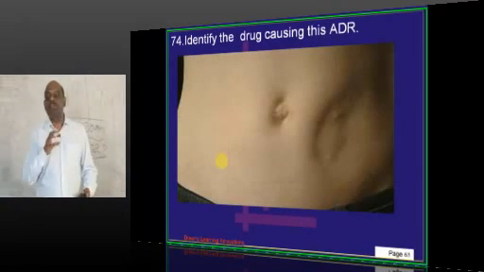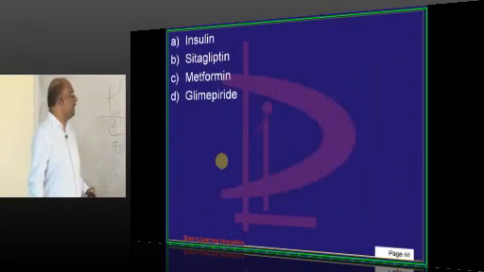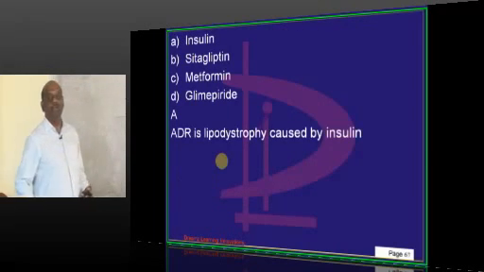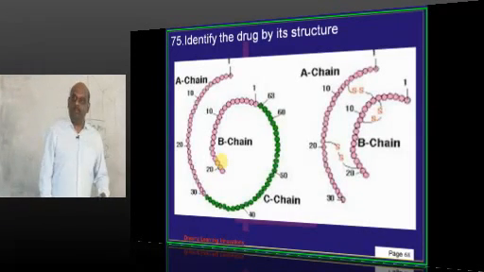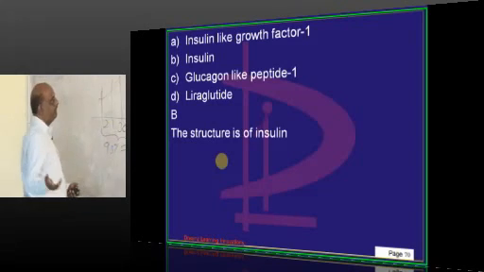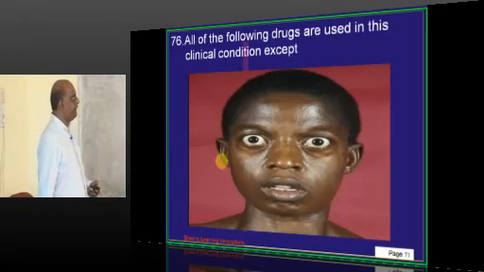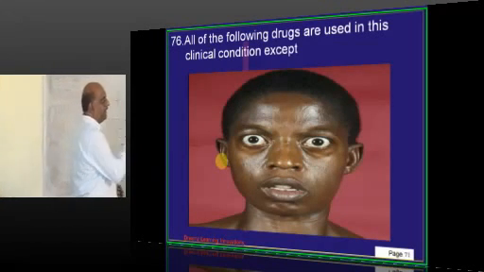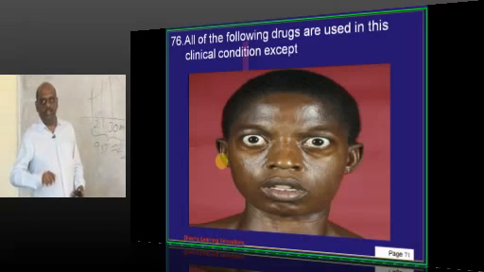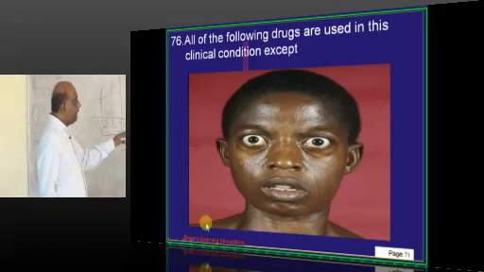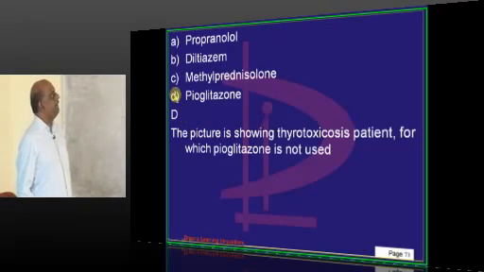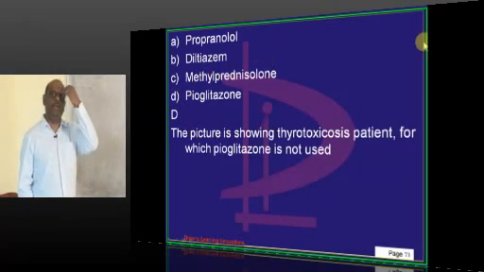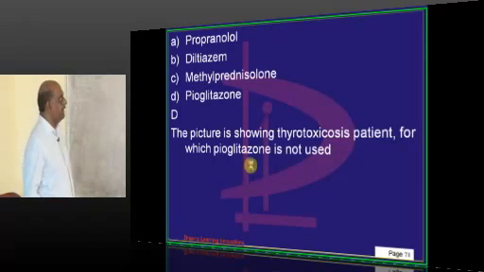Now what you are able to see here is lipodystrophy. So typically lipodystrophy is the adverse effect of insulin, as all of you know. And what is this drug with A chain, B chain and all? Typically it is an example of the structure of insulin. Then in Graves' disease, how do you know that this is Graves? If you can see the upper part of the sclera, it is Graves. Yes. So we use methylprednisolone, diltiazem, propranolol. They are all part of the treatment of Graves.